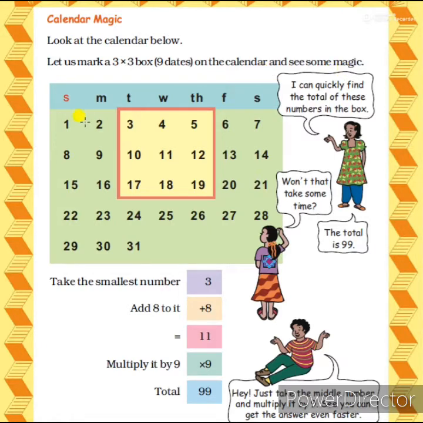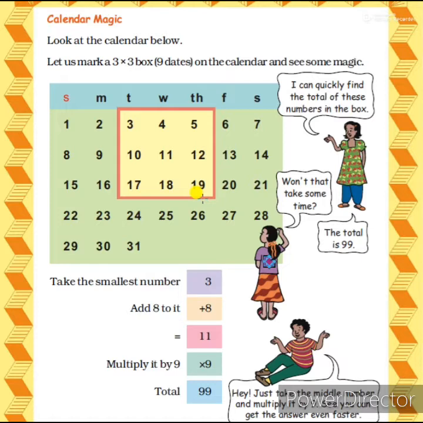Here in the calendar, from Sunday to Saturday, dates are given, and we can find the sum of any selected numbers from this calendar. Using this method, we can find the sum of the selected numbers in an easy way. First, we have to select 9 numbers by making a square. Here in this textbook they have selected the numbers 3, 4, 5, 10, 11, 12, 17, 18, 19.